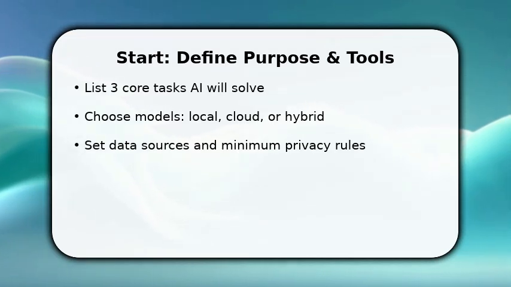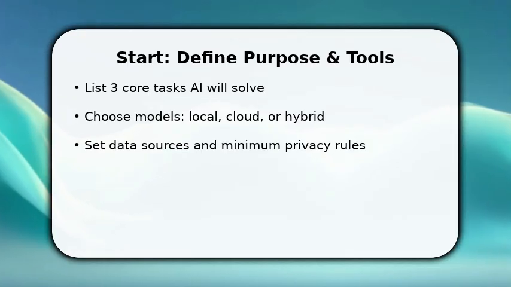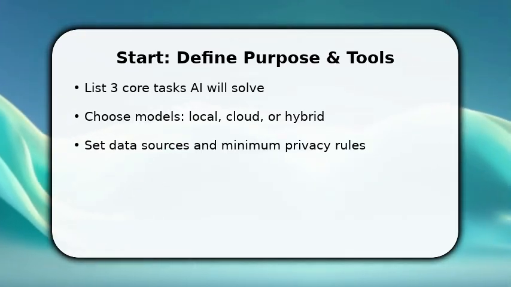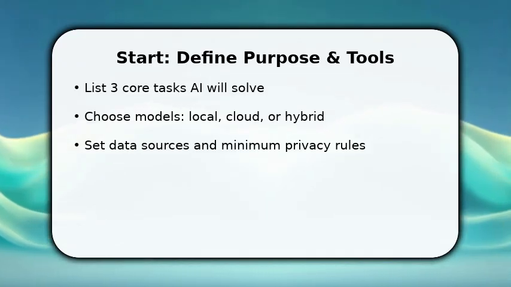Make sure to identify data sources and apply minimum privacy rules immediately. Then set initial success metrics: time saved, error rate, or revenue impact, so you can measure. Finally, allocate 1-week sprints to build a proof of concept and gather early feedback.